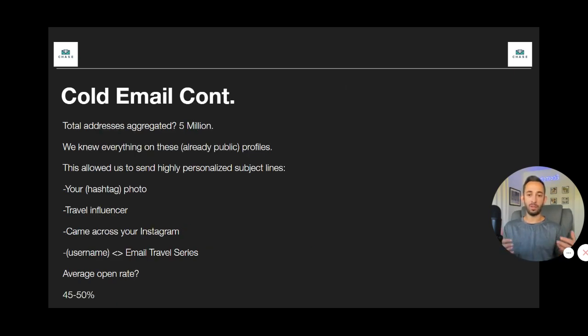We knew everything about these people because all this data was public. Everything was accessible in the profile. We just basically built it in a way that was easily digestible and easily personalized. And this allowed us to use personalization in the subject lines, which landed us 45 to 50% open rates. We would leverage something like your hashtag photo, so your hashtag travel photo, your hashtag Bali photo.